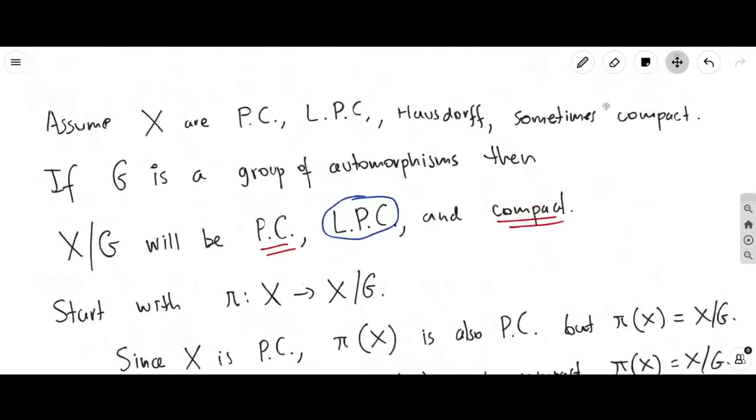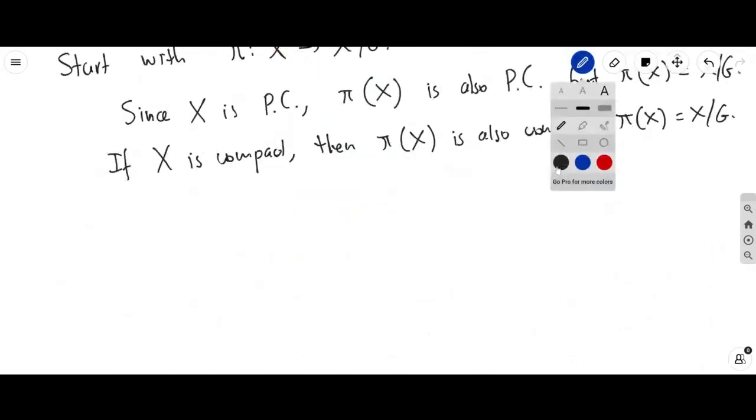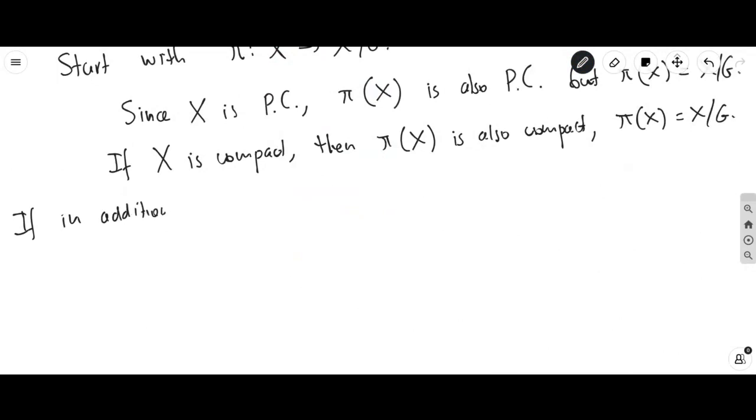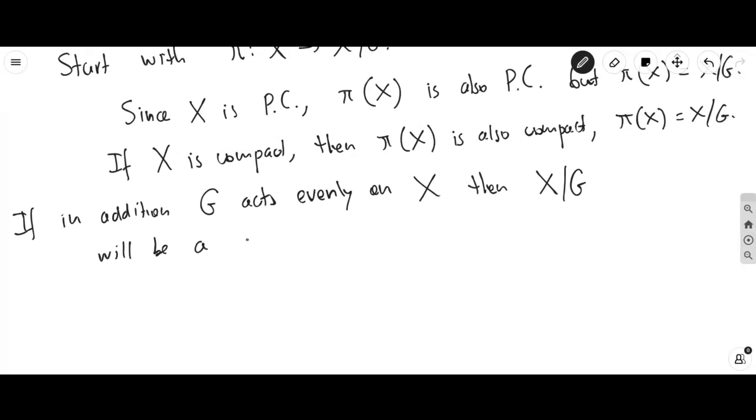Now, you might have noticed that the Hausdorff condition is not included here. The reason for this is because the quotient may not necessarily be Hausdorff, but it will be Hausdorff if G acts evenly. So if, in addition, G acts evenly on X, then X mod G will be a Hausdorff space.